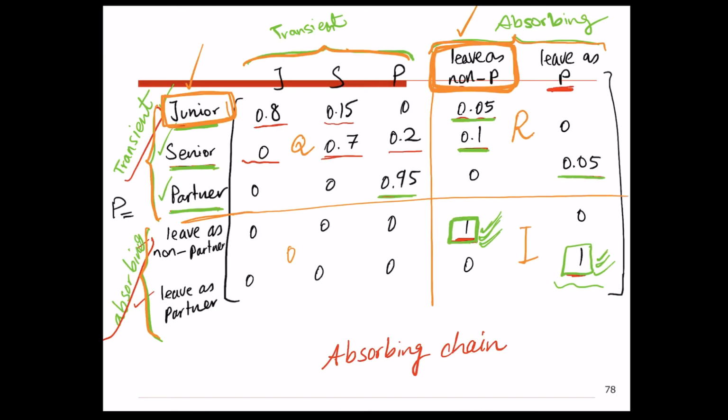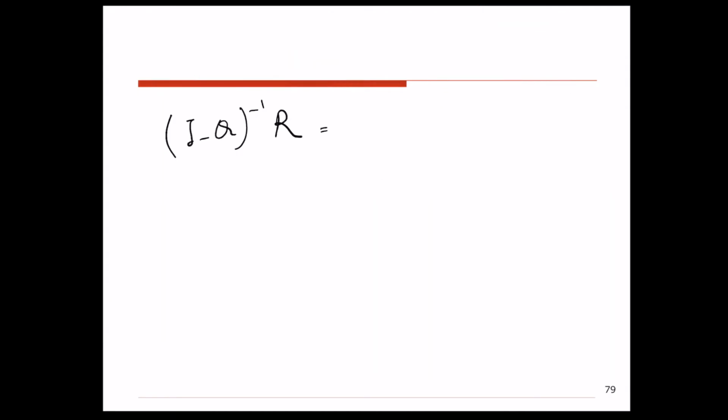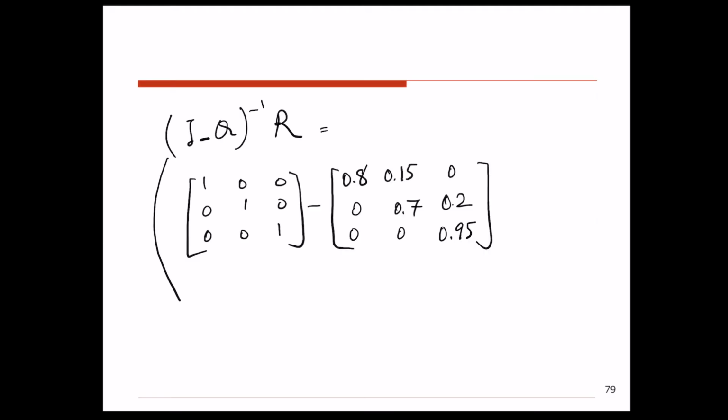As you can see here, the matrix Q is a 3 by 3 matrix. So the matrix I, since we want to do the deduction, should be the same size as well. So matrix I is a 3 by 3 matrix. It's going to be this matrix minus Q. So I'm going to calculate this difference, and then I'm going to calculate the inverse of it.